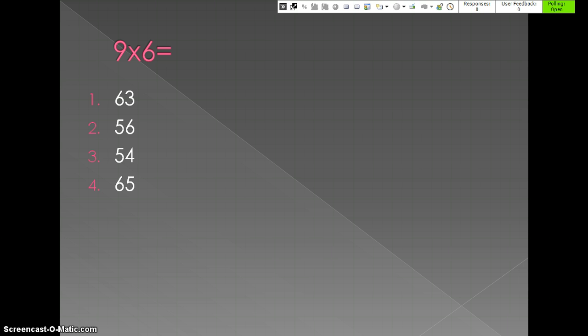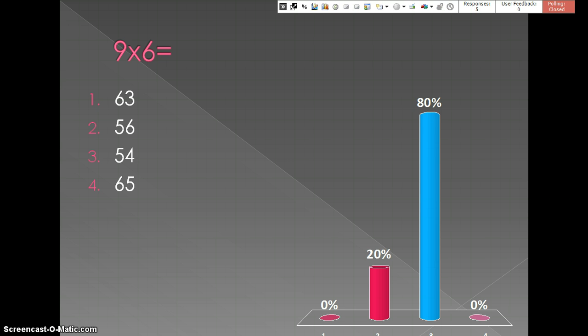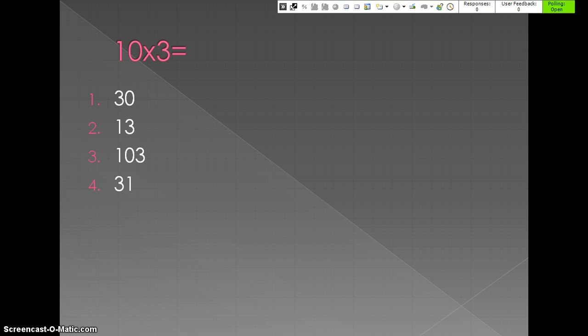All right, another basic multiplication fact, 9 times 6. Enter your answers now. All right, polling has closed. Let's see how we did. All right, the majority chose option 3, 54, and you are correct. Excellent job. All right, next problem, 10 times 3.